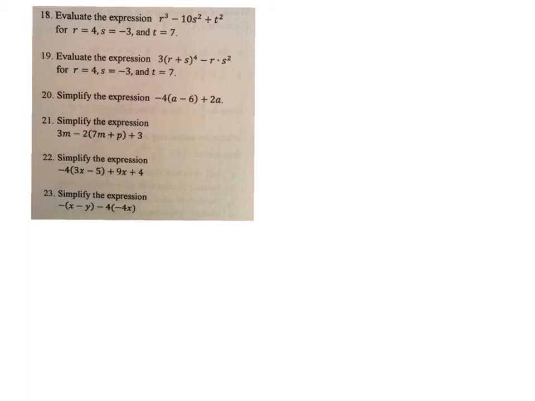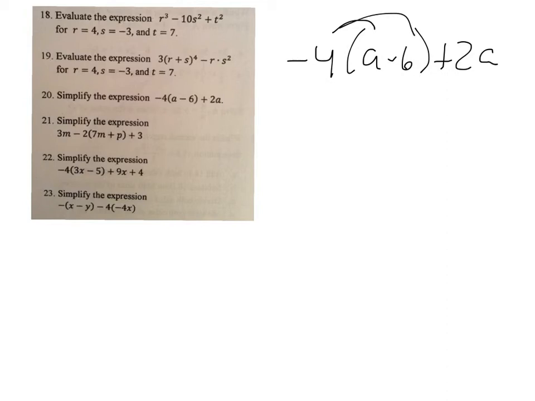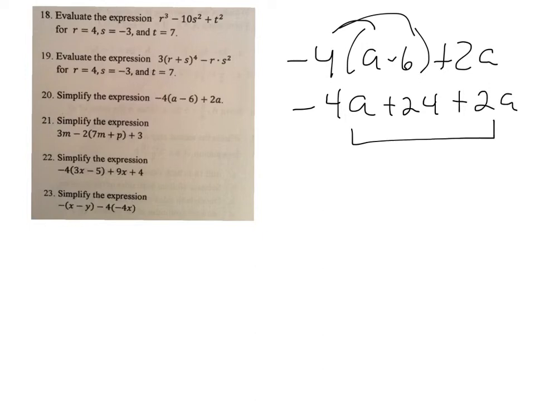So if I have negative 4 times a minus 6 plus 2a. In this case, I have to distribute. All right, so when I distribute here, I get negative 4a. Negative 4 times negative 6 is plus 24, and then plus 2a. I got to combine like terms. Now, this is not on opposite sides of an equal sign. Negative 4a plus 2a is a negative 2a, and just bring down your 24, and that's your answer.